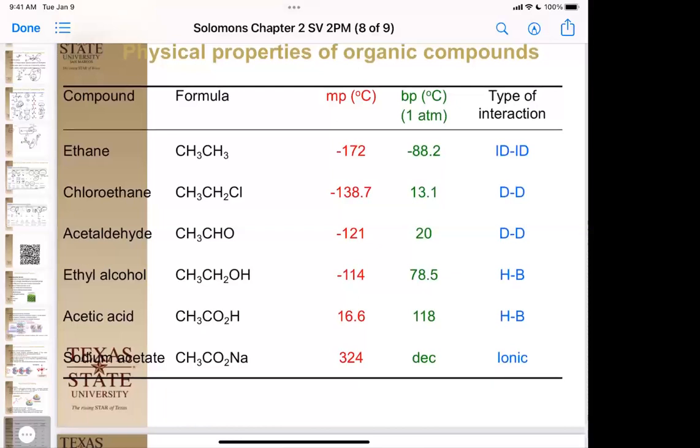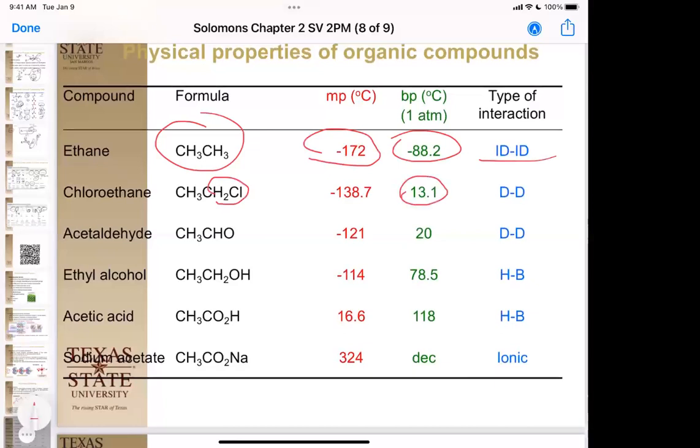Okay, so let's look at ethane. Ethane is a hydrocarbon. Therefore, what's the only kind of bonding it can do? Induced dipole. So it's the weakest energy, and we have a very low boiling point and a very low melting point. And it only has that induced dipole. Just by adding one little bit of a polar bond, by adding this chlorine here, we have increased the melting point and we've increased the boiling point right here, almost 100 degrees.